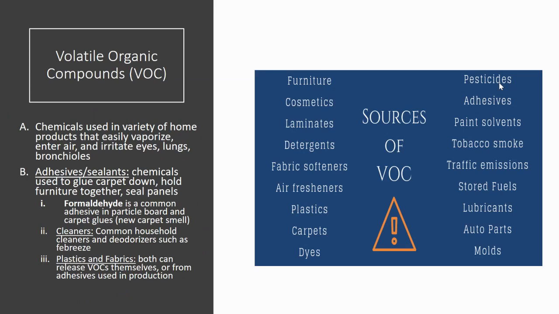Now, what about volatile organic compounds? These are chemicals used in a variety of ways that usually easily vaporize into the air. They can irritate your eyes, lungs, and so on. We tend to find them in adhesives or sealants used to glue down carpets. That's usually when you have that new carpet smell, which is specifically formaldehyde. We can see it in certain types of cleaners, air fresheners, and deodorizers, such as Febreze. We can even see the release of VOCs in plastic or fabrics as well.